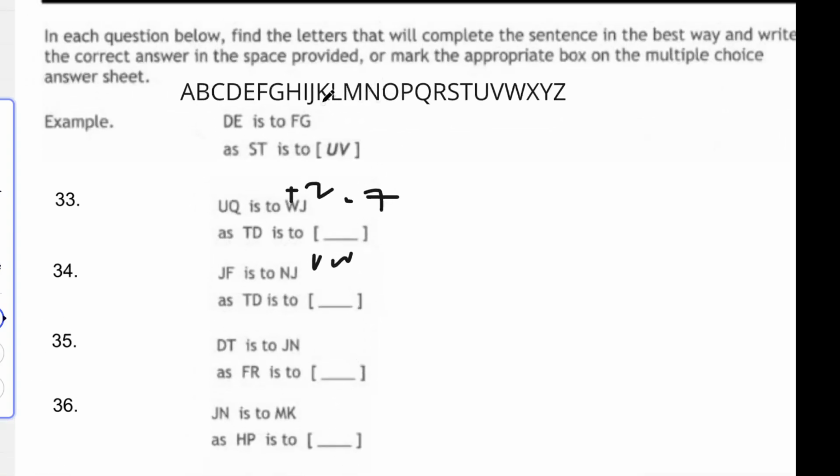Question number 34. J to N is going to be 1, 2, 3, 4. And then F to J is going to be 1, 2, 3, 4 as well. Then we have T plus 4 is 1, 2, 3, 4 is going to be X. D plus 4 is going to be 1, 2, 3, 4, which is going to be H.